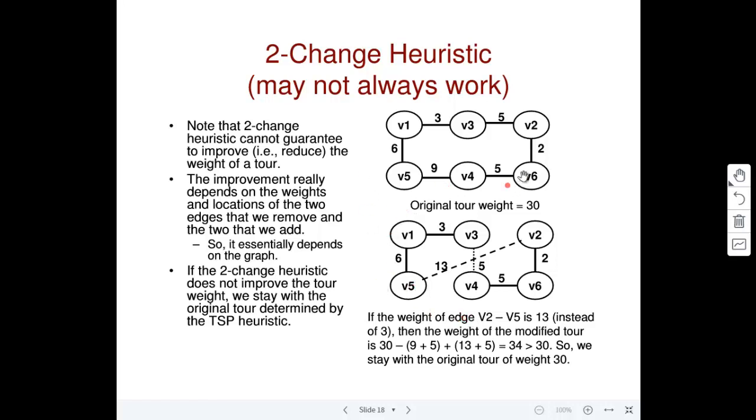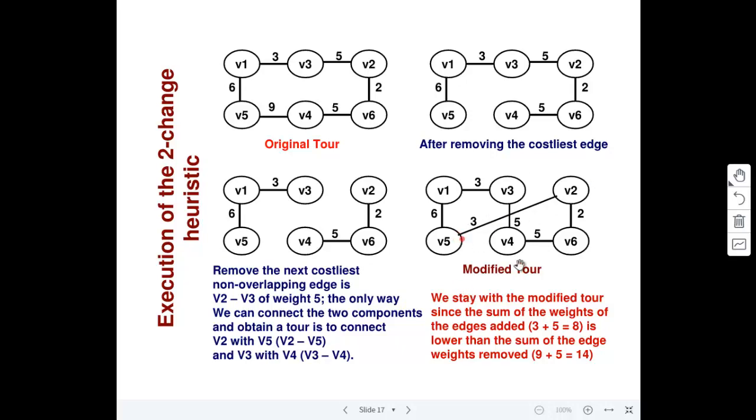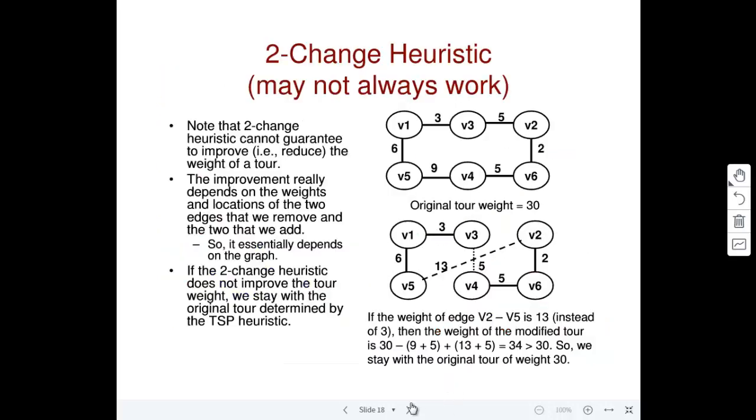So after you get the original tour by applying the nearest neighbor heuristic, you have to try to apply the two change heuristic. Now depending on the complete graph edge weights assigned to you, it may be that you could reduce the weight of the tour further like this, or it may not be possible to reduce the weight of the tour if you are ending up with something like this. So it could be one of these two cases.